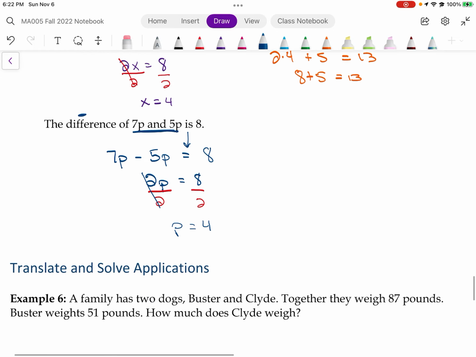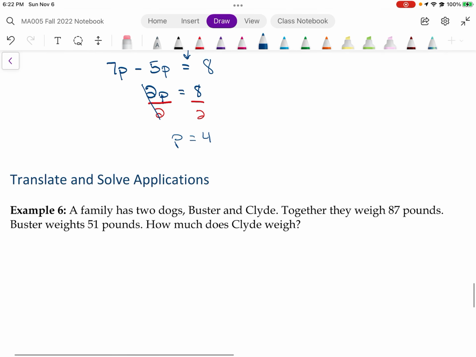Okay, a couple of word problems. The family has 2 dogs, Buster and Clyde. Together they weigh 87 pounds. Buster weighs 51 pounds. How much does Clyde weigh? Okay, so I'm going to write this out. I'm not even going to use the letters or anything, but Buster could be B and Clyde could be C if you like. So we've got Buster plus Clyde equals 87 pounds.